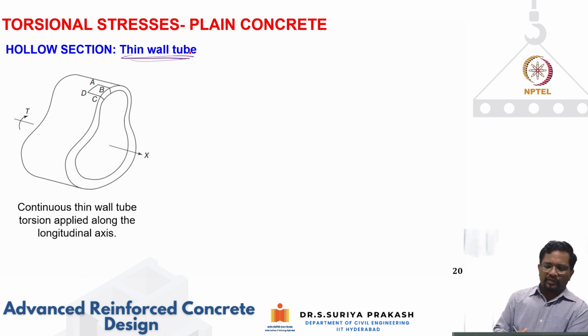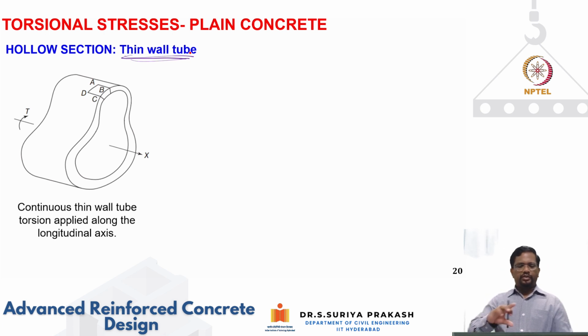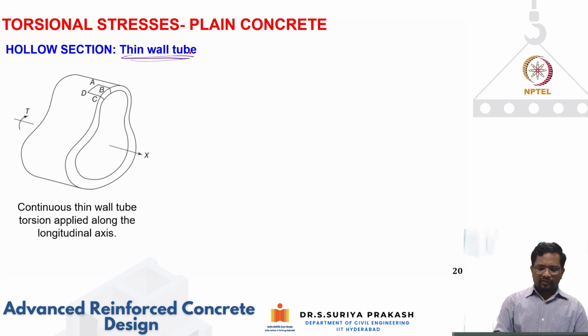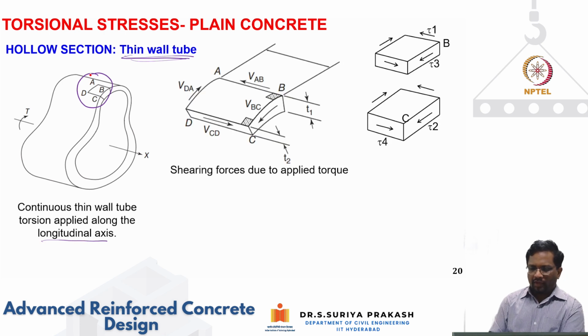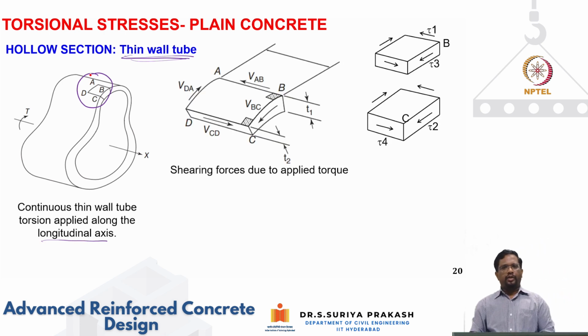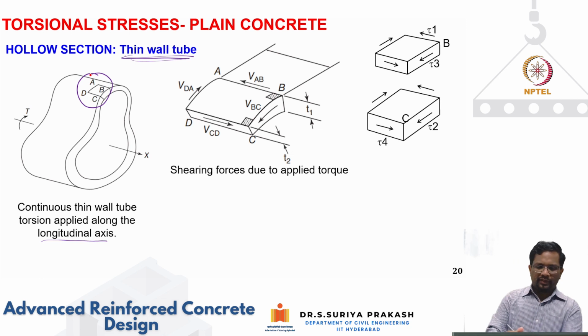Let's say I have this kind of thin wall tube that is subjected to a twisting moment like this. So it's a continuous thin wall tube where the torsion is applied along the longitudinal axis. If I take the small element A, B, C, D, and look at what kind of forces are going to develop, we have seen that this is a free surface. You will not have any shear stresses. So the shear stresses are going to develop only like this, right?